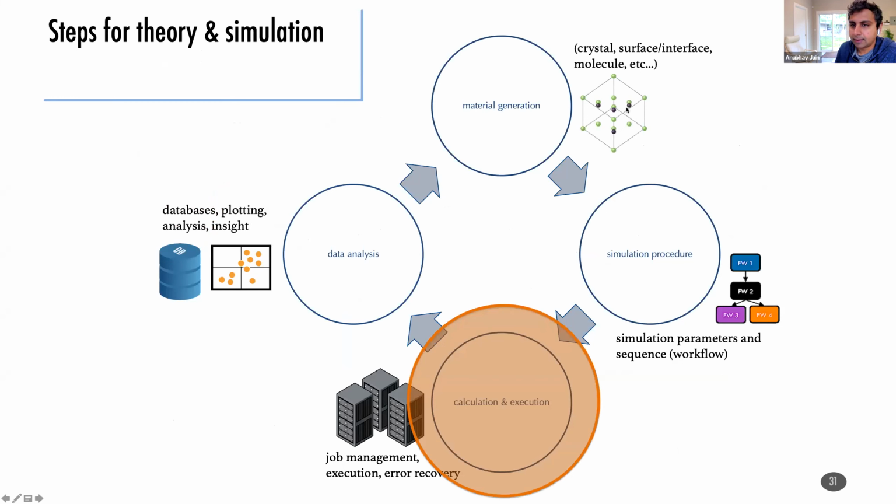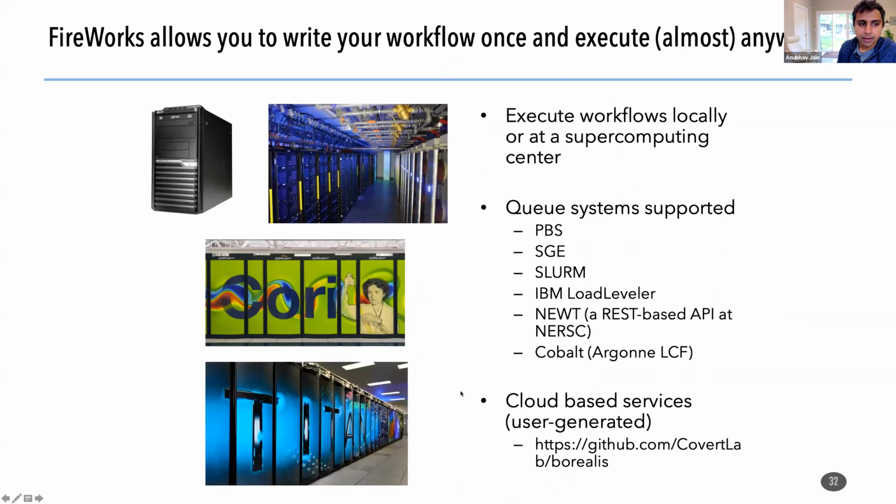So once you actually have the material and then also the sequence of calculations that you want to run on that material, we need to actually execute them on the supercomputing centers. So for that purpose, we have a code called Fireworks. This actually allows you to execute the workflows either locally on your own system, if you have the DFT code locally on your computer, or more typically, the codes are at supercomputing centers, so you can execute these calculations at the supercomputing centers. It works with many different queuing systems that are typically available at these supercomputing centers. And then there's also some cloud-based computing that people have developed for Fireworks, so you can run on the cloud as well.